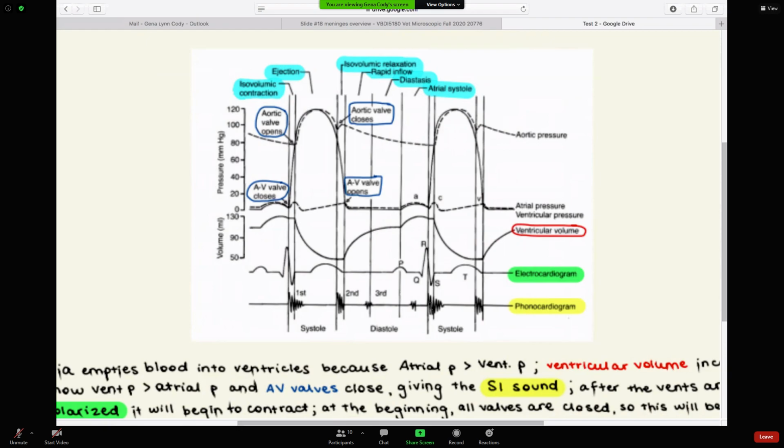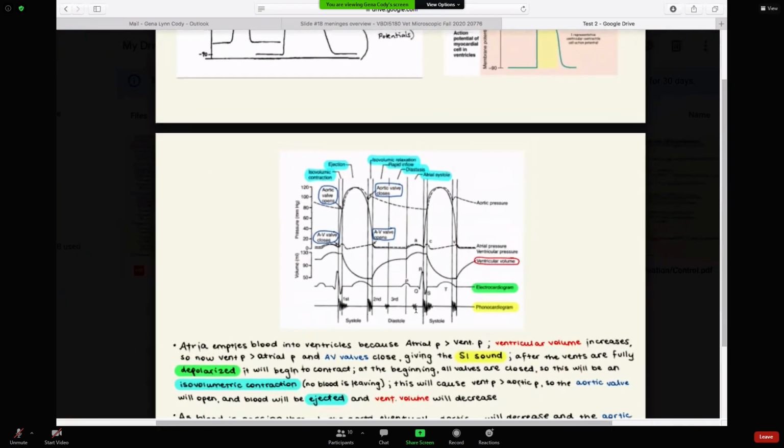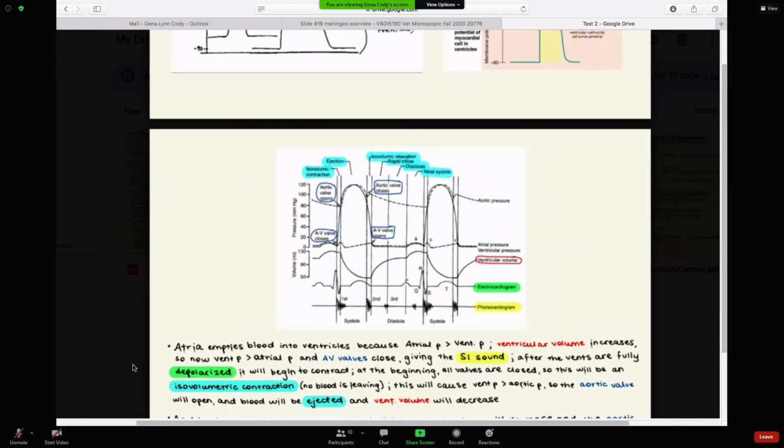You really won't hear those unless you have super nice equipment and are doing actual cardiac work, but I don't think he really cares about those. Does that make sense?